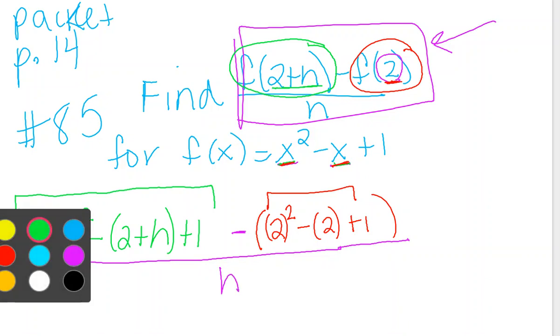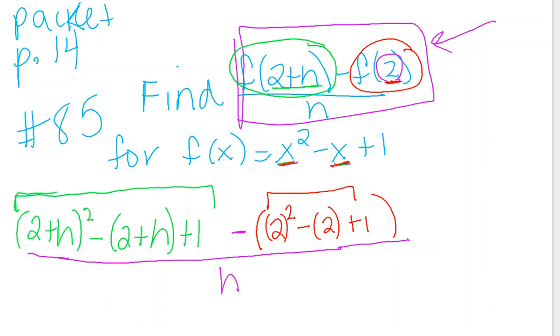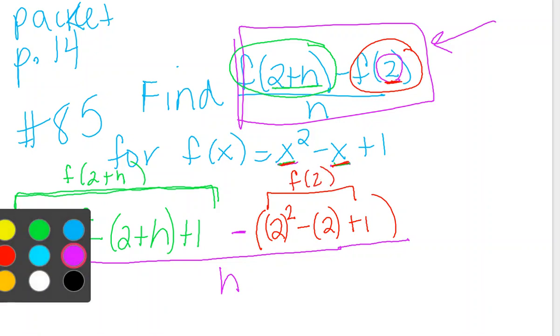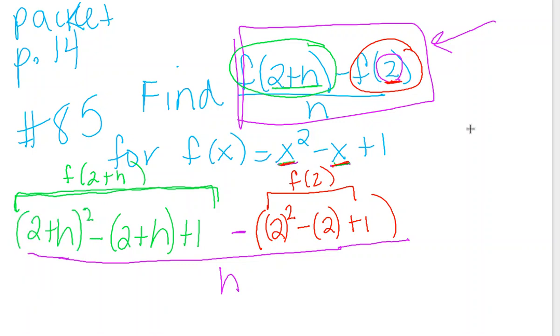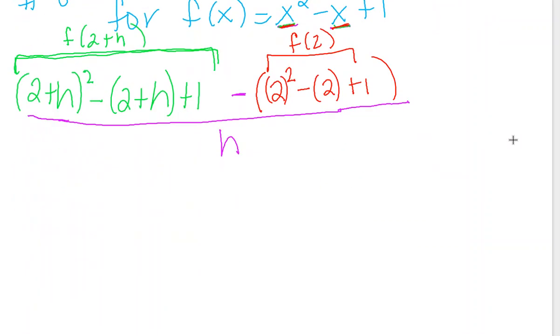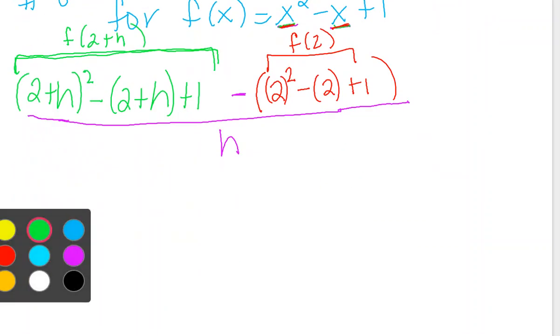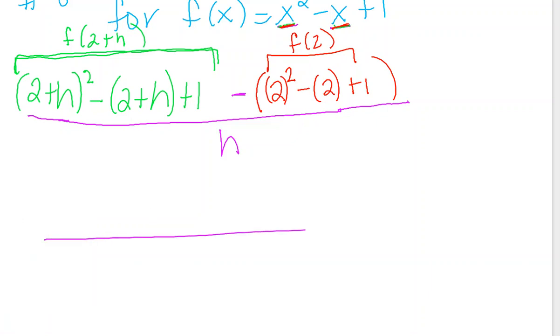So just to recap, this section is f of 2 plus h. This section is f of 2. And then the bottom is just h. Now from here, all I have to do is simplify. I'm going to scroll up here. So once I simplify this, I start with my 2 plus h squared, which is 2 plus h times 2 plus h, which I will do in a minute.